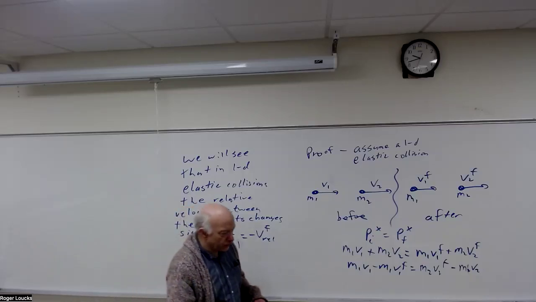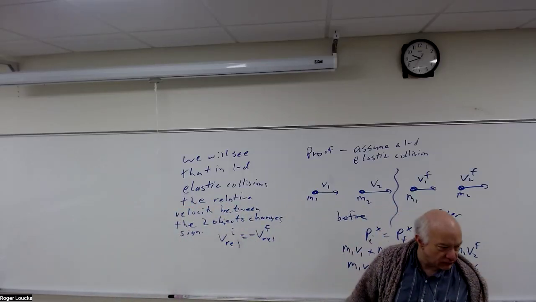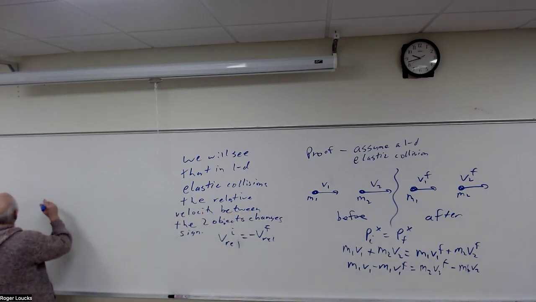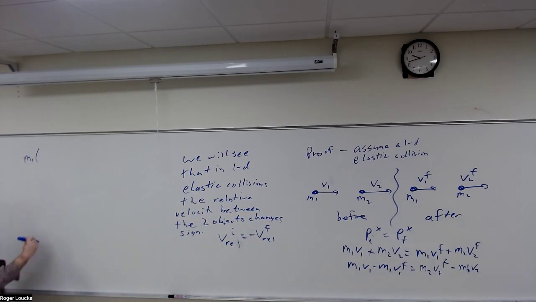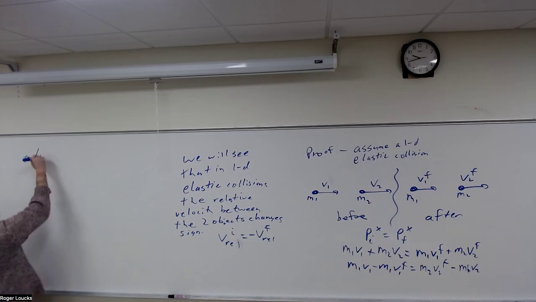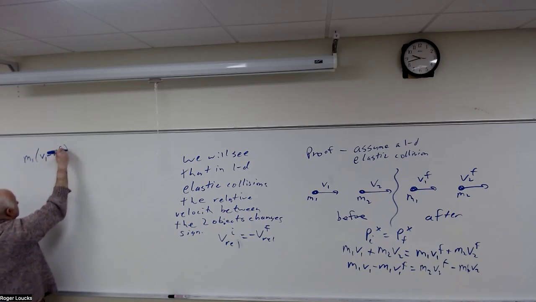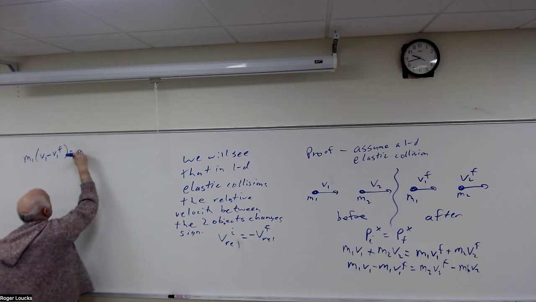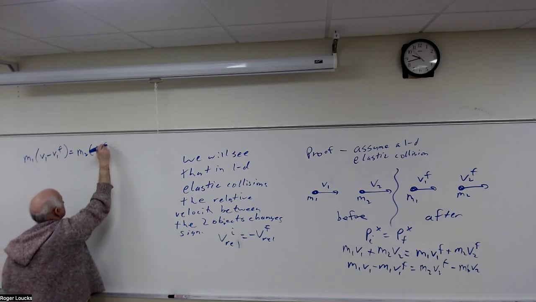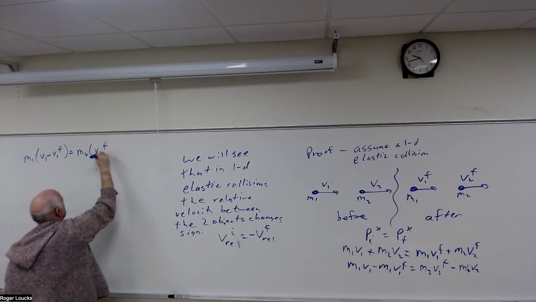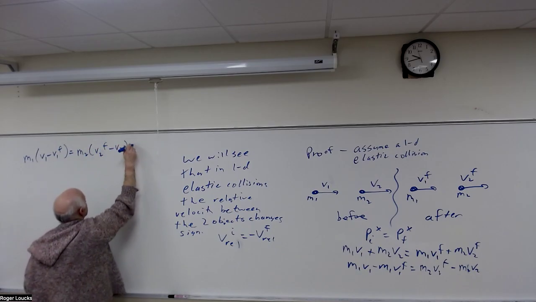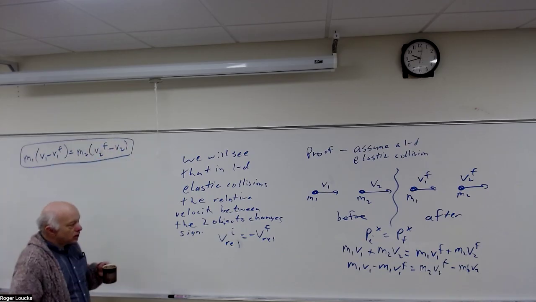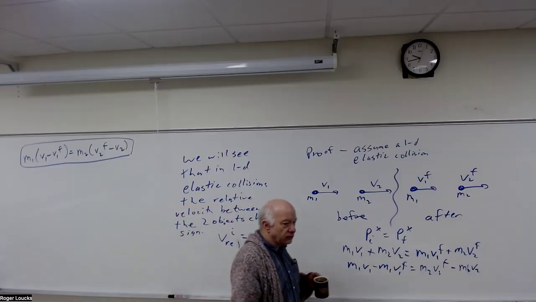Whoever did this derivation the first time must have felt terribly proud of themselves, because it's a very slick derivation. I can rewrite this as M1 times (V1 minus V1 final) equals M2 times (V2 final minus V2). Now, if this is elastic, what else has to be the case?